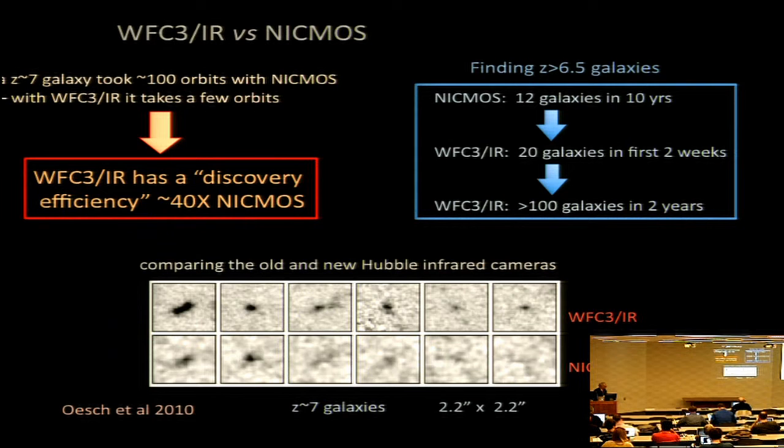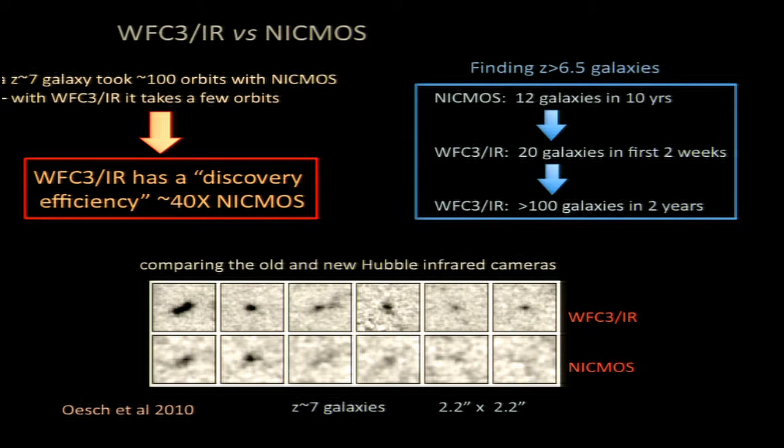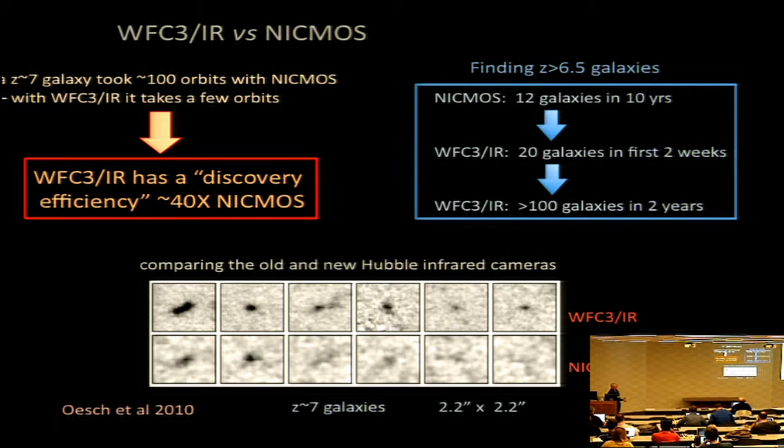And we can demonstrate to the taxpayer, to Congress, to the administration, that great science is coming out of these. And one of the reasons is that we put instruments on that have a huge gain in discovery efficiency. WFC3 is 40 times NICMOS. So what took 100 orbits to find with NICMOS, typically we now can find in a couple of orbits.